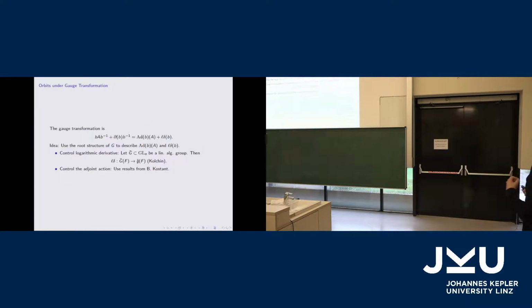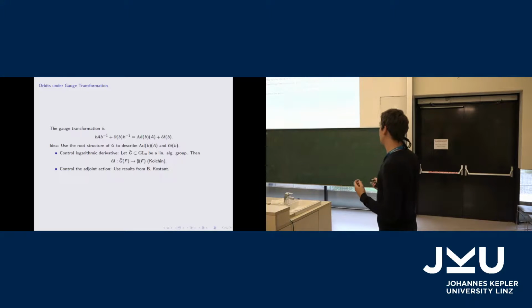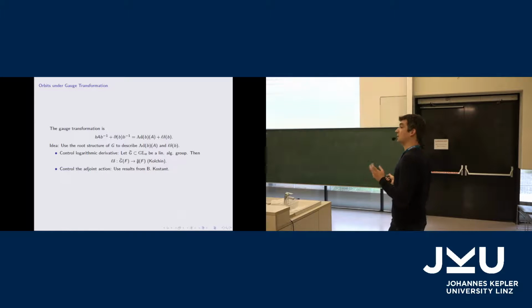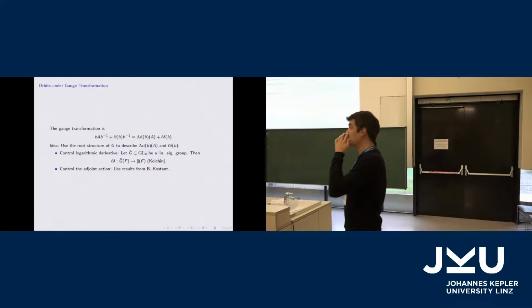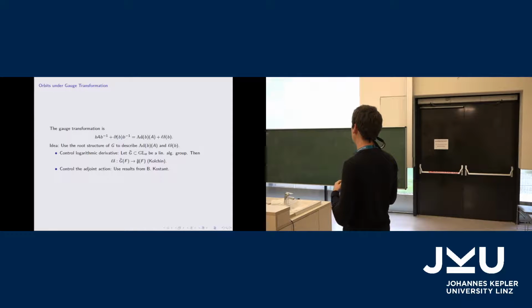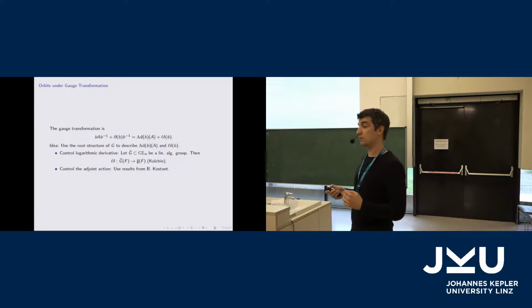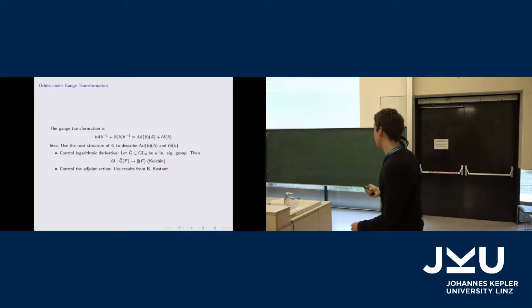So the idea here is now to use the root structure of G to describe the gauge transformation. If we transform a matrix by a root group element, then its logarithmic derivative lies, by a proposition of Kolchin, in the root space of the corresponding root. So the logarithmic derivative can be easily described when we transform the root spaces. The algebraic part is well known in the literature, so there's a lot of theory available. Let's have a look at what kind of theory there is.